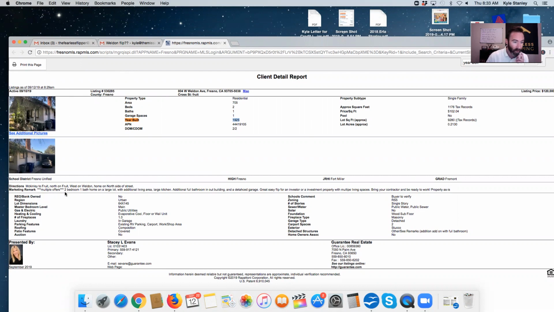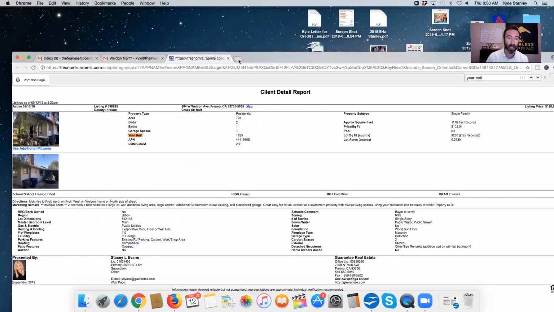but multiple offers, 2-bedroom, 1-bath, home on a large lot, additional living area, kitchen, additional full bathroom, yada, yada. Great, easy flip for an investor or an investment property, multiple living spaces, bring your contractor and be ready to work. So property as is. So they're expecting a cash offer, which I'm not going to put anything in except for a cash offer. So I'm going to go to work on figuring out exactly what the comps are in the area so that we can start to understand the ARV.